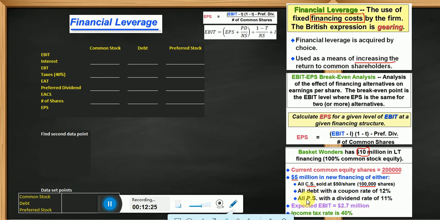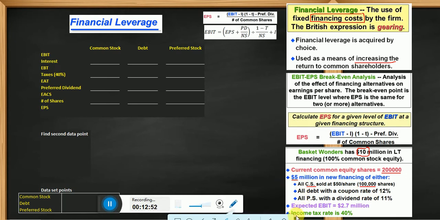Why? Because the preferred stock is given preference over the common stock in paying the dividend. Also, the common stockholders are called the final or the real owners. The preferred stockholders are given a fixed dividend, but the common stock shareholders do not receive a fixed dividend. Okay, so dear students, for raising $5 million, there are three options.